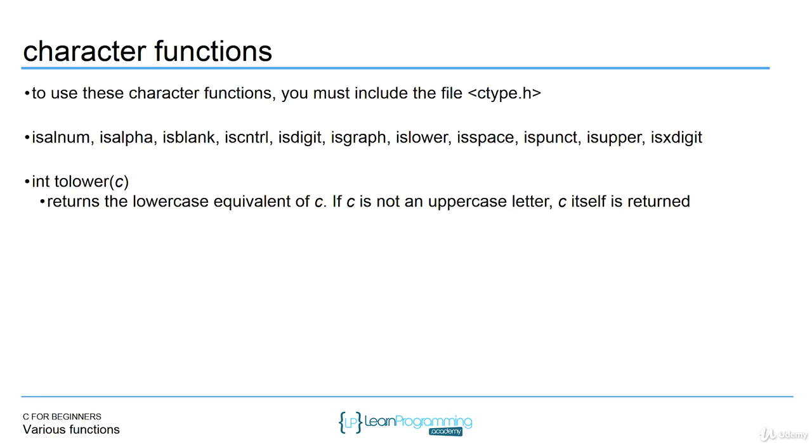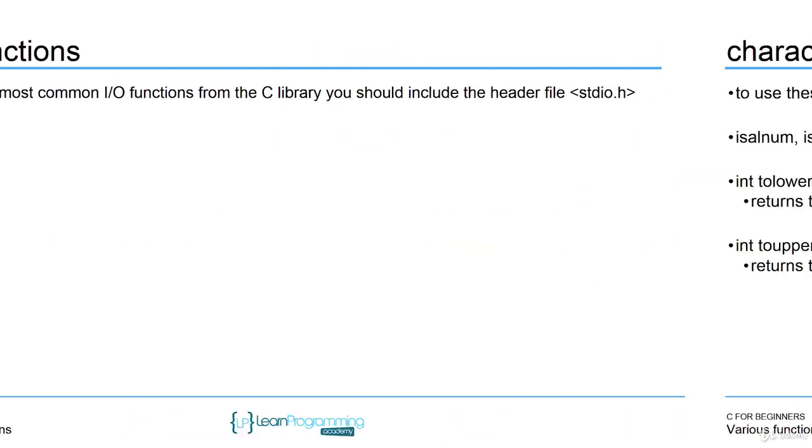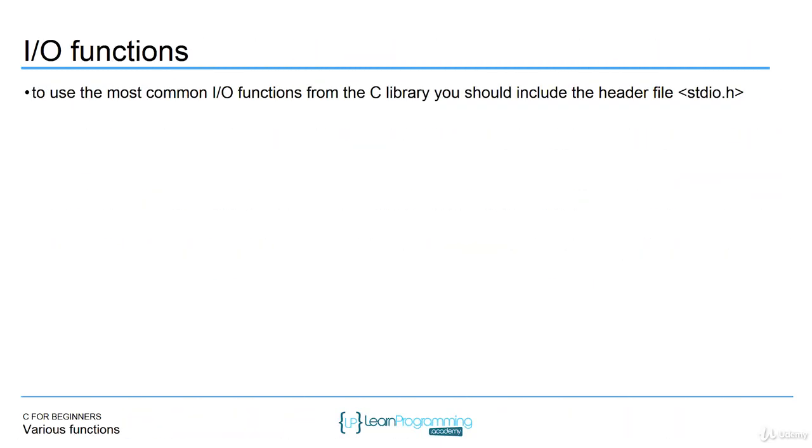We also had some conversion functions in ctype.h. Mainly toLower and toUpper. toLower takes a character and gives the lowercase equivalent of that character. Remember we had a challenge where we converted lowercase to uppercase. In that challenge, we actually added to our ASCII value, but we could have called toUpper on the character, as long as we included ctype.h, and that would have converted a lowercase to an uppercase.